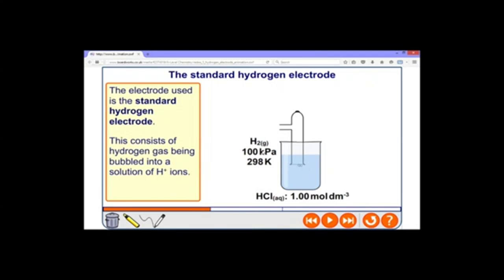But note here, and I will come back to these numbers, you can see that the gas is at a pressure of 100 kilopascals, that the temperature is 298 Kelvin, and that the concentration of the solution is 1 mole per decimeter cubed.